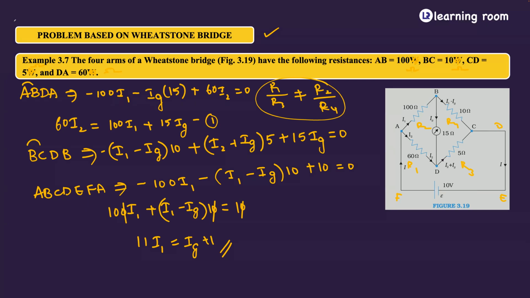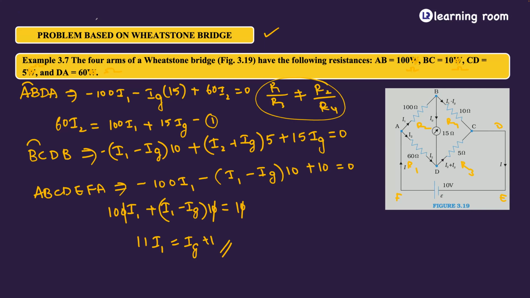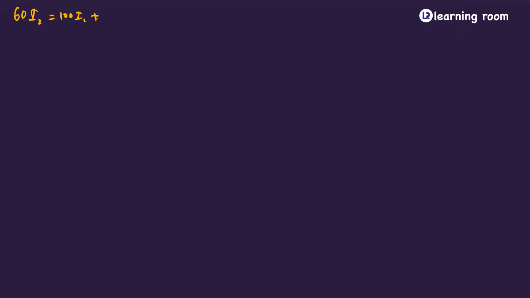So this one. 60 I2 is equal to 100 I1 plus 15 IG. Okay. Next.